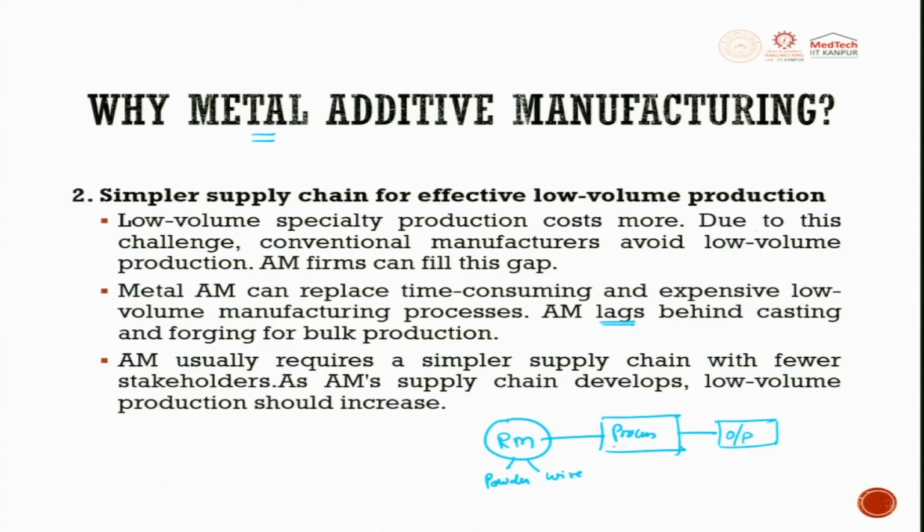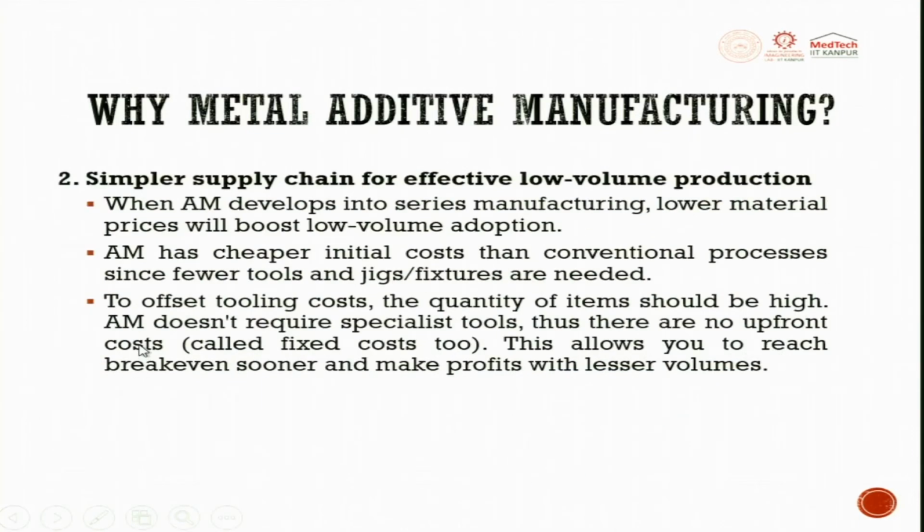So you see here, there are only two major players and then one skilled labor, then you are able to get the output. So that's what, as AM supply chain develops, low volume production should increase, and the supply chain with fewer stakeholders is possible in AM as against the subtractive manufacturing process. When AM develops into series manufacturing, low material price will boost low volume adoption.